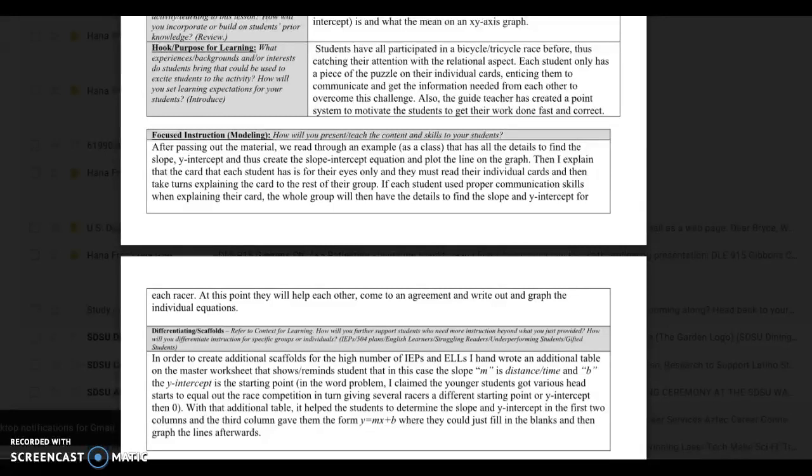Then they had to share with the other students how fast their racer ran, and they had to put the pieces together in order to get the details for each and every racer, which helped the students internalize and really understand and comprehend the idea of a slope and the y-intercept, because they had to explain it to the other students in their group.